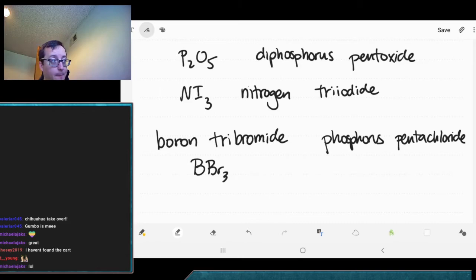Easy as that. Phosphorus pentachloride, PCl5. Easy as that. Do we like this way of naming? I do too. It's the easiest way. You just say what elements are there and how many there are. That's it.